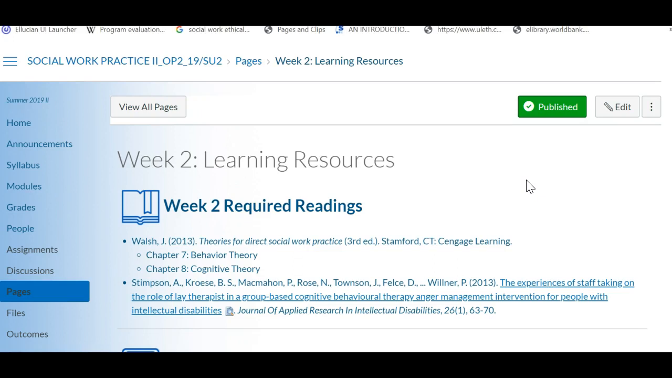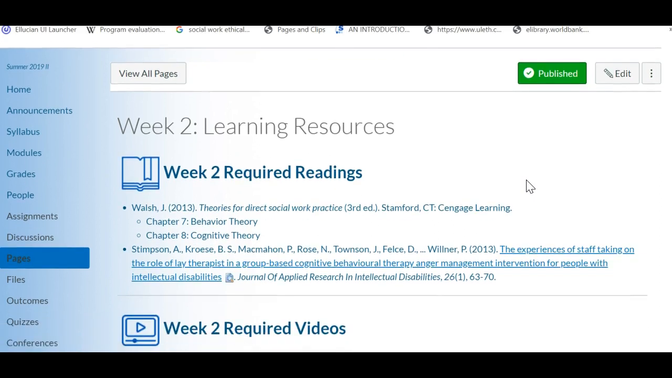The second piece is concepts. So these are really the building blocks of the theories. When we talk about behavior theory, we're talking about operant conditioning, classical conditioning, reinforcement, punishment, and so on and so forth. When we talk about cognitive theory, we're talking about cognitions, core beliefs, schemas, automatic thoughts, and others.